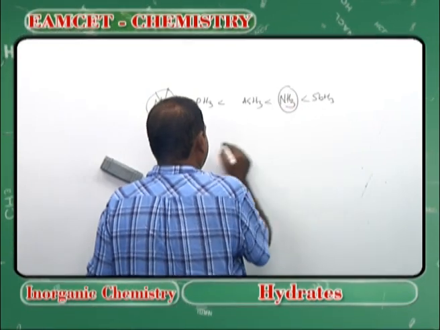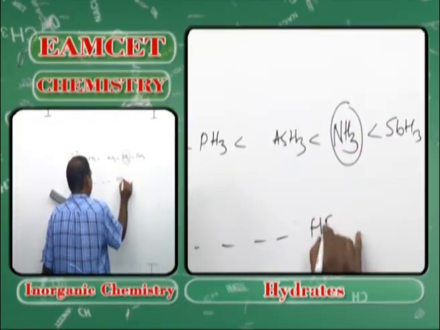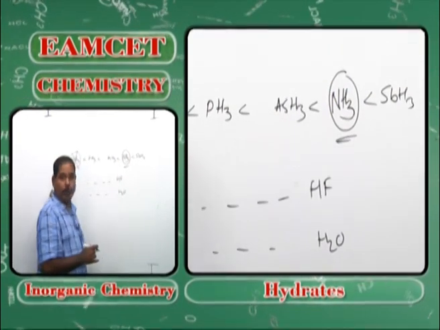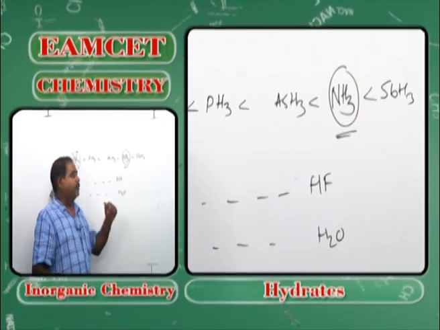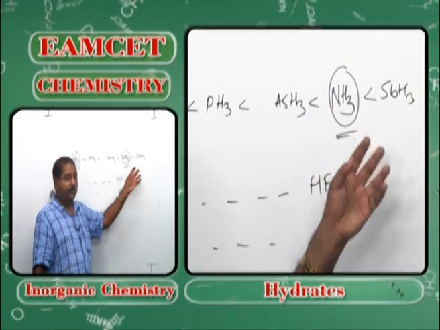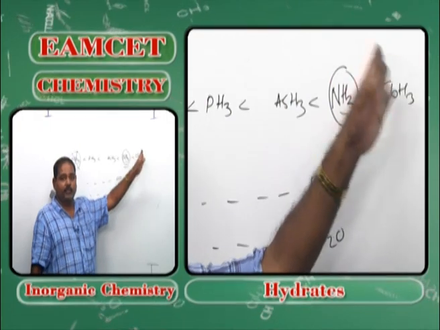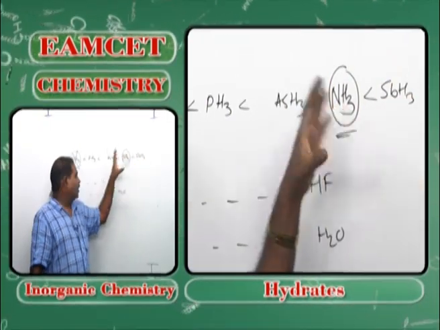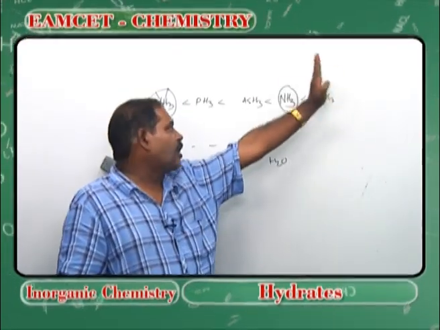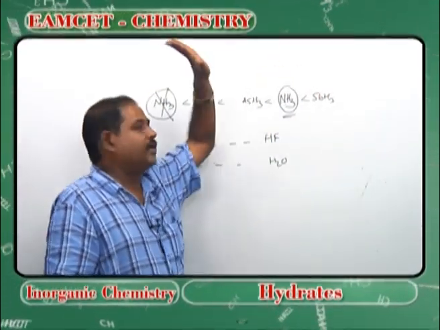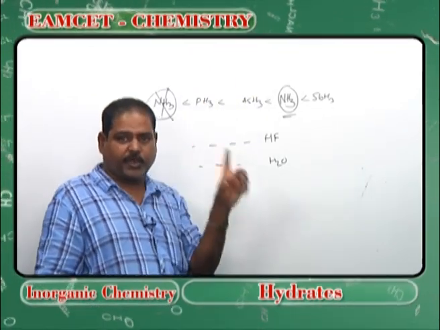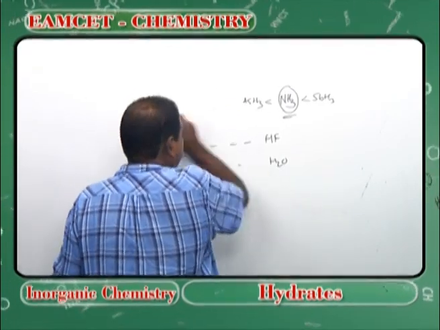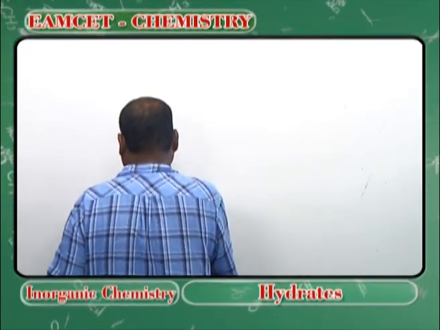Listen to me. In other cases, HF topped its list, H2O topped its group, but NH3 only 2nd. No doubt, in ammonia there is something called intermolecular hydrogen bond, but the van der Waals force of attraction in SbH3 itself is more than the hydrogen bond attraction in NH3. So, in all others, hydrogen bond is the topper of the list, but with ammonia there is some difficulty, just to remember. So, like this you can answer any number of questions.